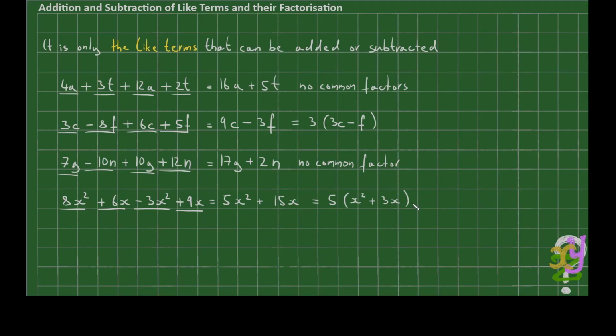This is a perfectly fine factorization, but we could get a bit fancier. Yes, in both of these cases, 5 is a common factor, but so is x, which means I could actually say that 5x is a common factor. If I want to get to 5x squared, I need to multiply 5x by x. And if I want to get to 15x, I need to multiply 5x by 3.